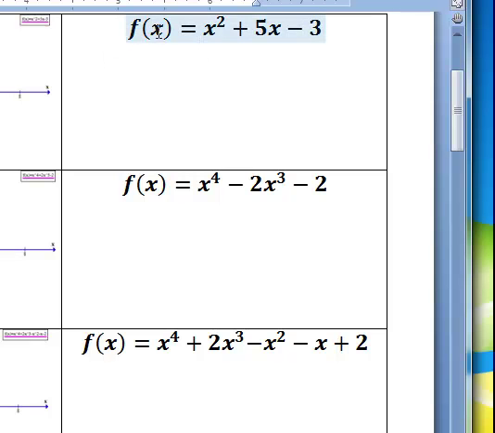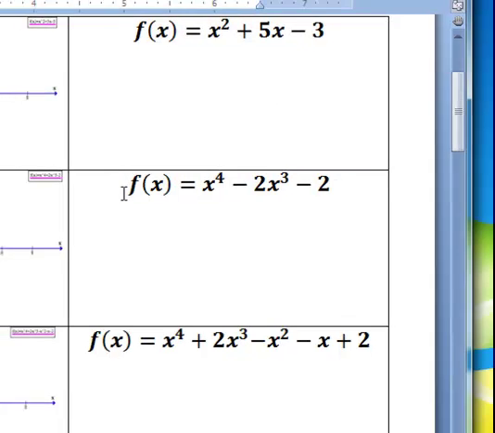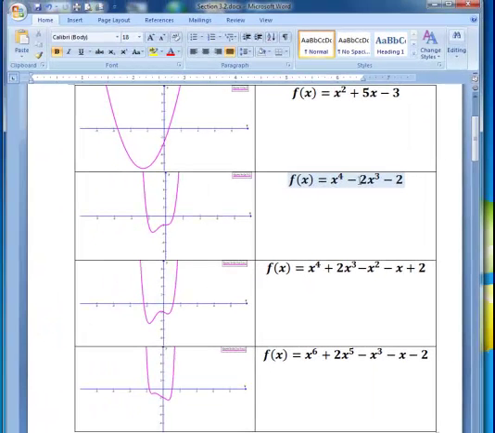This first one is f of x is x squared plus 5x minus 3. This next function below it is f of x is x to the 4th minus 2x cubed minus 2. The next function is f of x is x to the 4th plus 2x cubed minus x squared minus x plus 2. And the last function is f of x equals x to the 6th plus 2x to the 5th minus x cubed minus x minus 2.